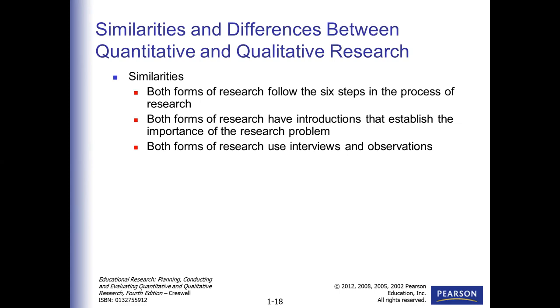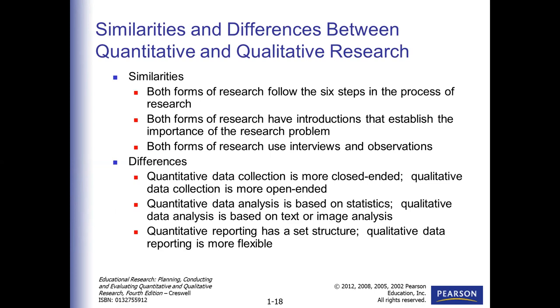Whereas in quantitative, you need yes, no, or choose from the Likert scale: neutral, disagree, agree, strongly agree. You have to have a table that you're going to follow in quantitative, but in qualitative, you don't have to do that. Then differences include that quantitative data is more close-ended, while qualitative data collection is open-ended. Quantitative data is based on statistics, whereas qualitative is based on image analysis or textual analysis, which we also call contextual analysis.